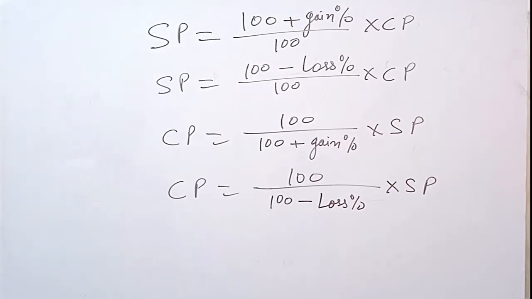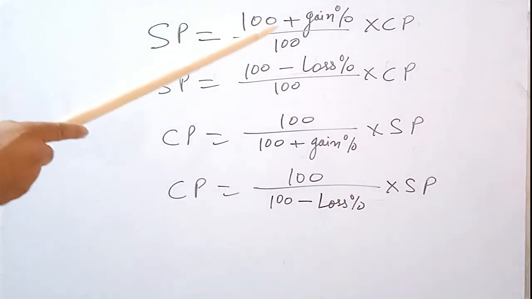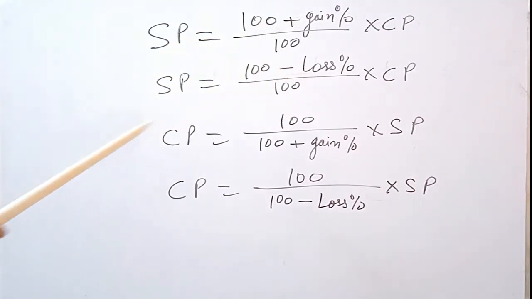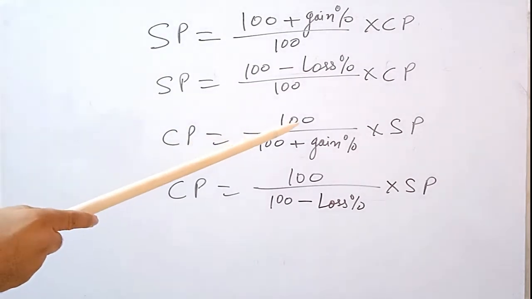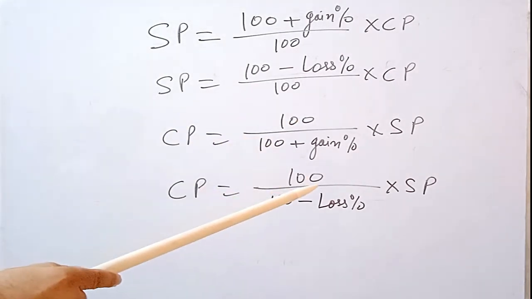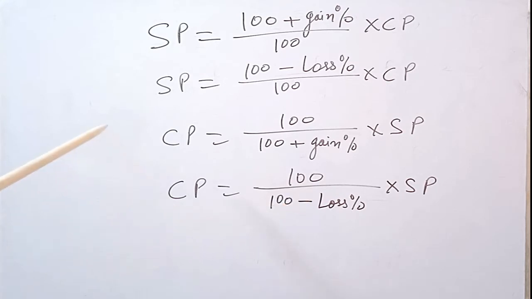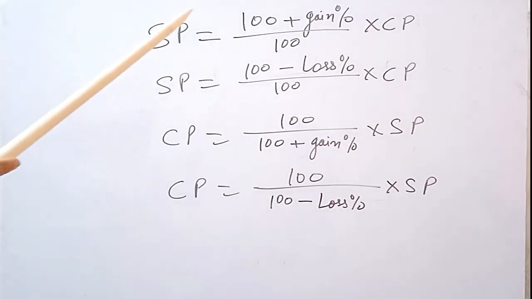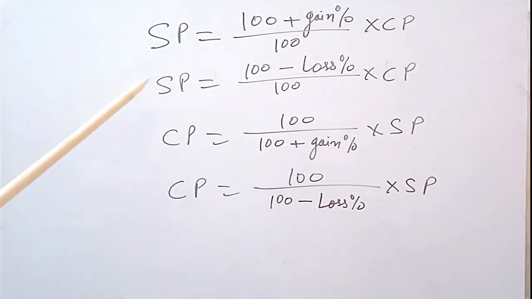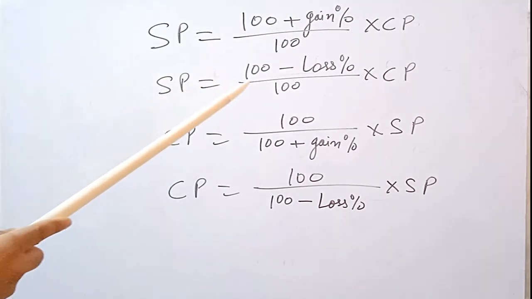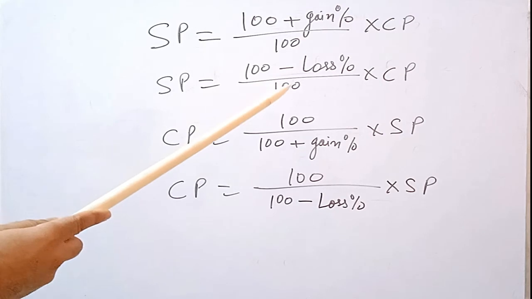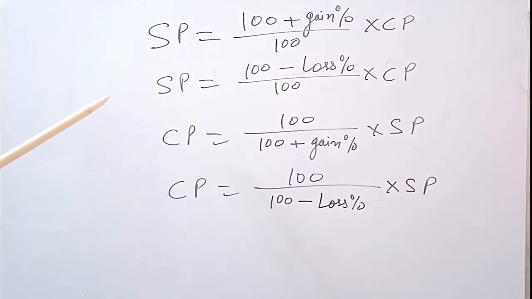With the help of these, we will find the answer whenever two things are given: gain percent and CP, loss percent and CP, gain percent and SP, or loss percent and SP. So how to find the CP and the SP? Here is the formula: SP equal to (100 plus gain percent) upon 100 into CP, whenever the gain percent and CP are given. SP equal to (100 minus loss percent) upon 100 into CP, whenever the loss percent and CP are given.